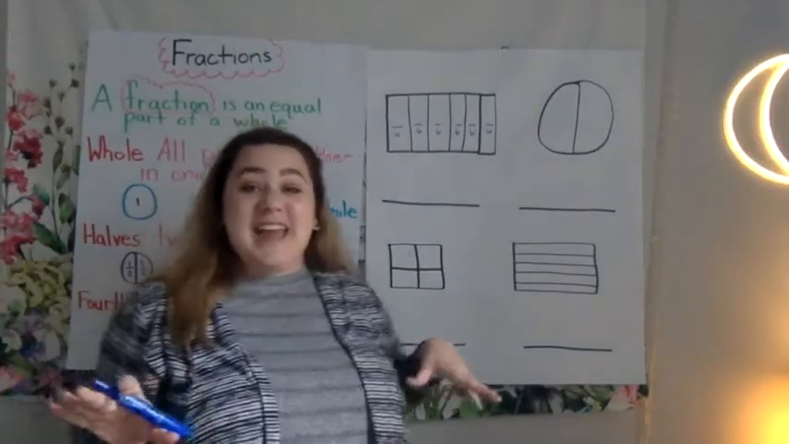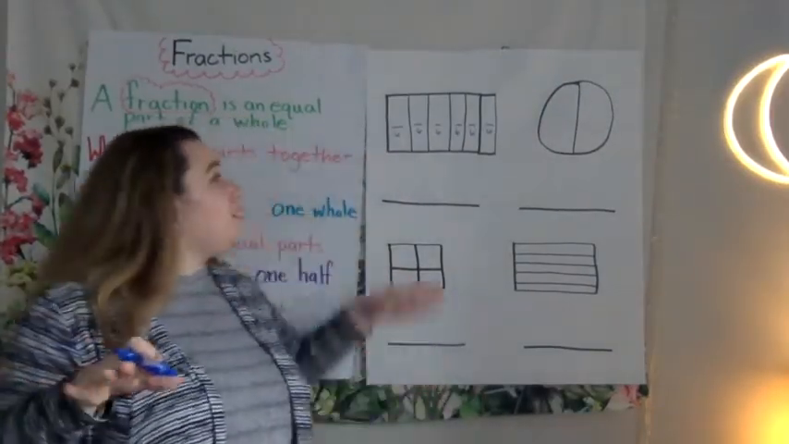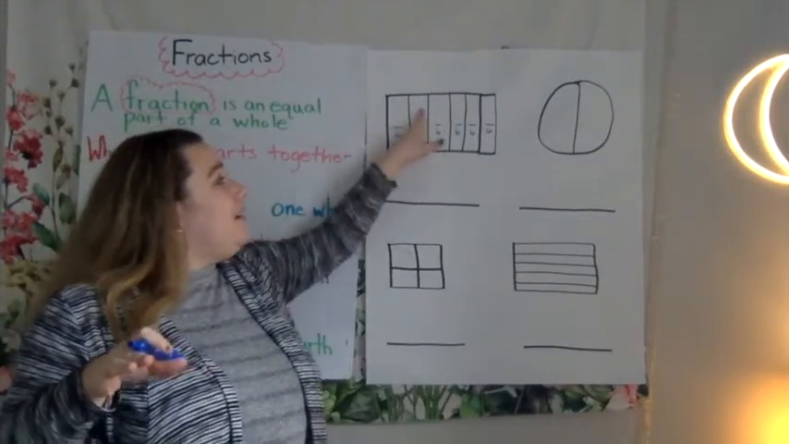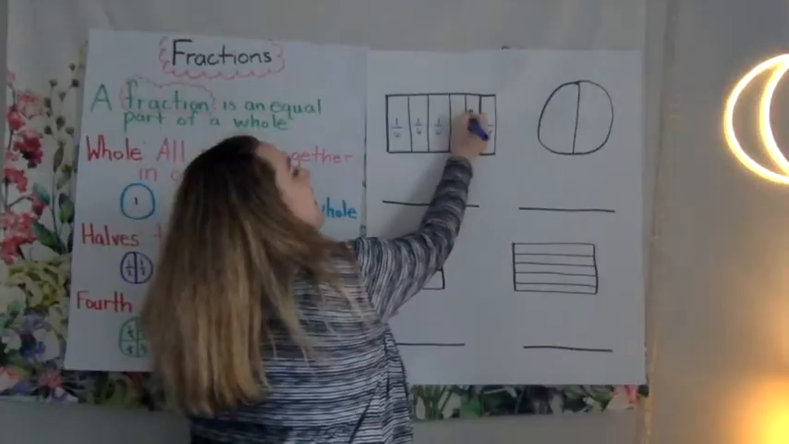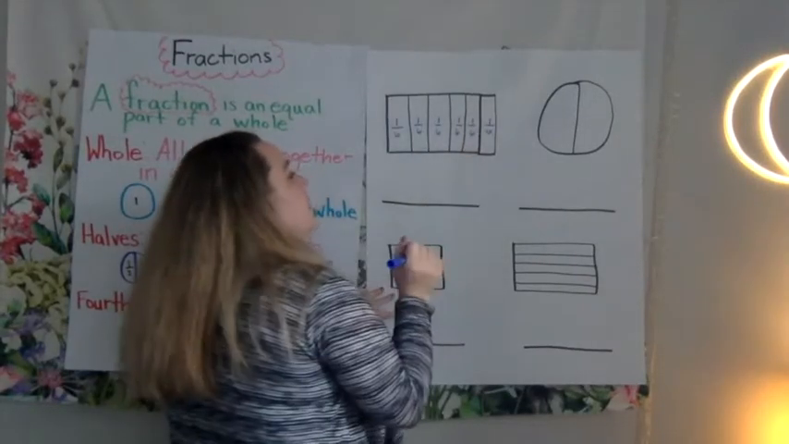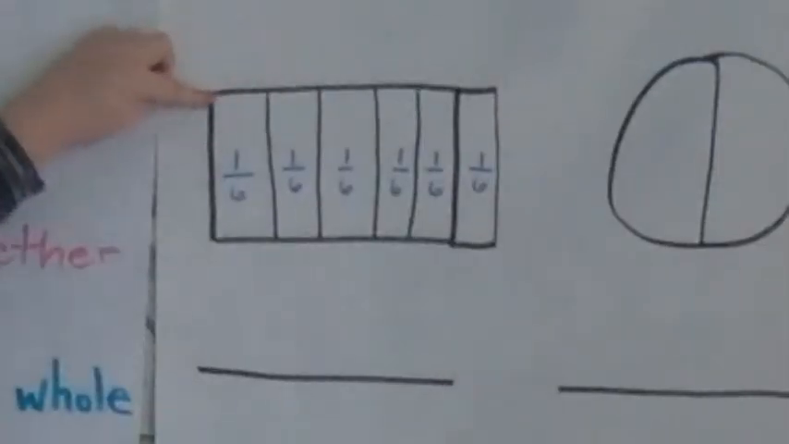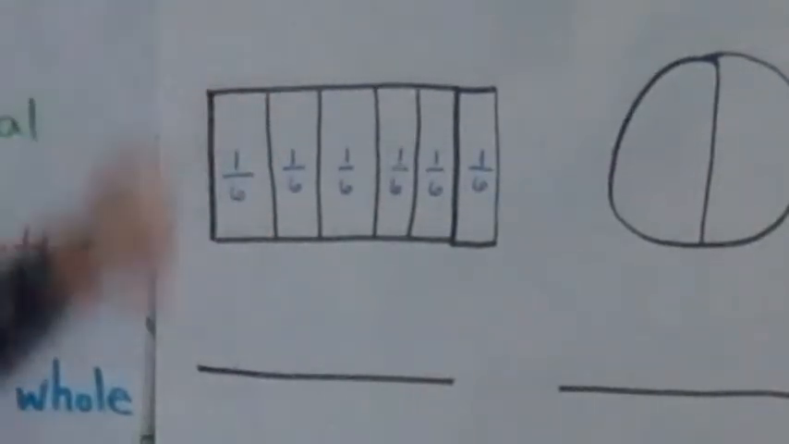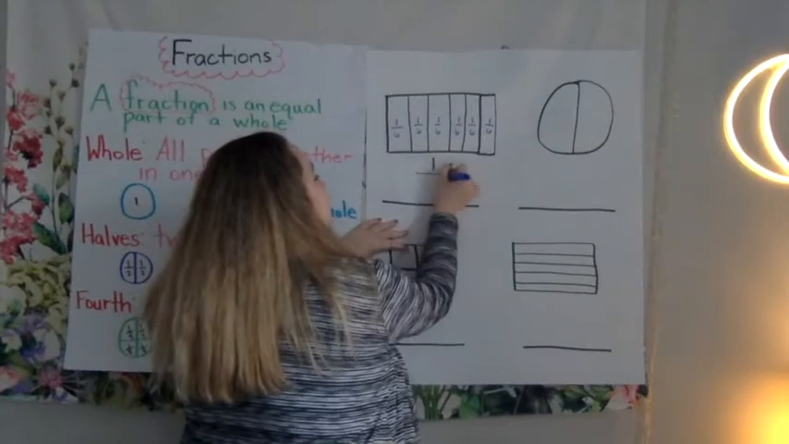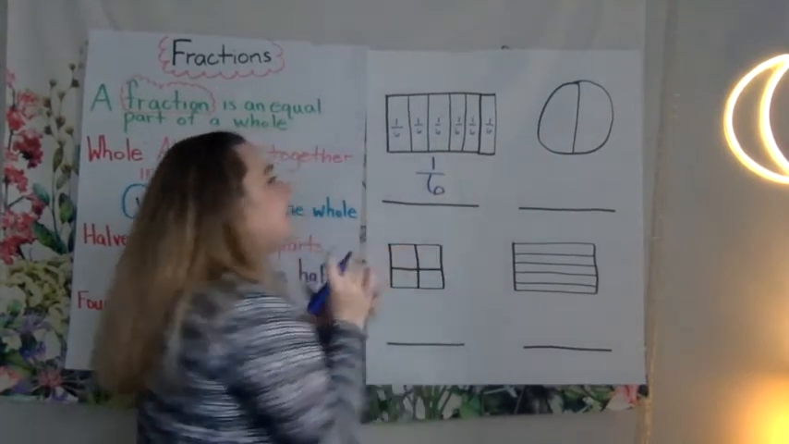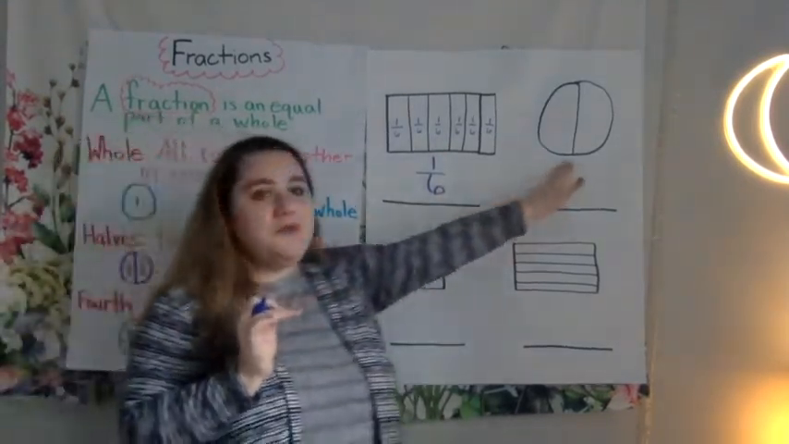And then for today, I'm just going to ask, what is one part of this shape called? So it's just one on top of each. So what is one equal part of this shape? It is 1/6. Good.